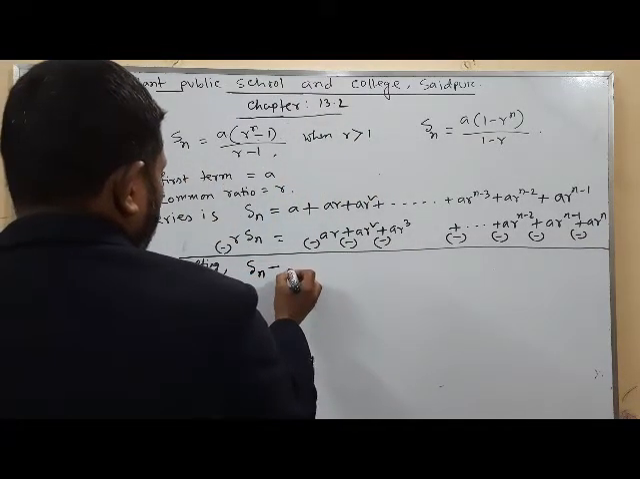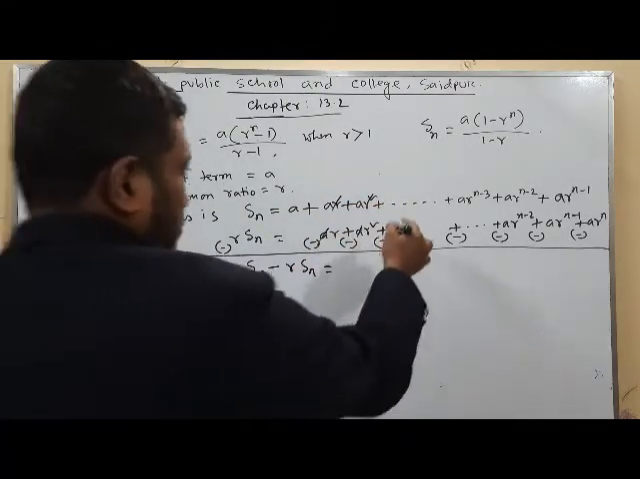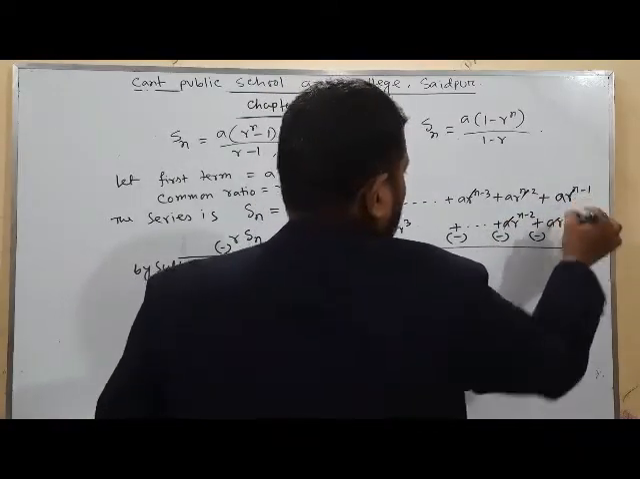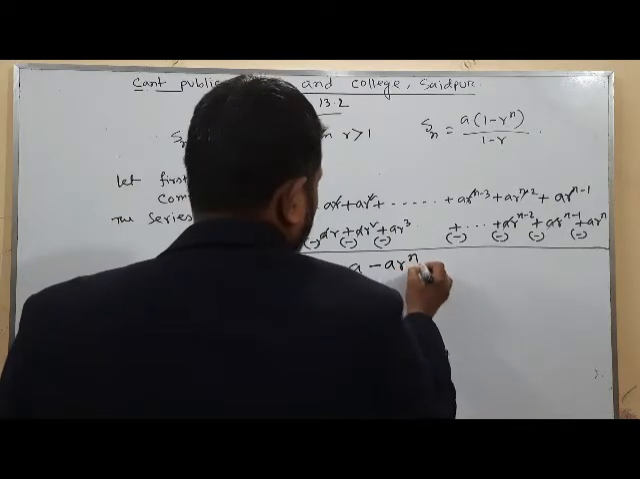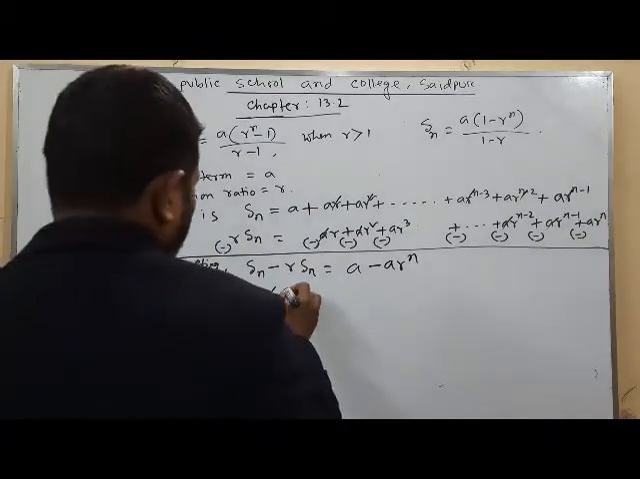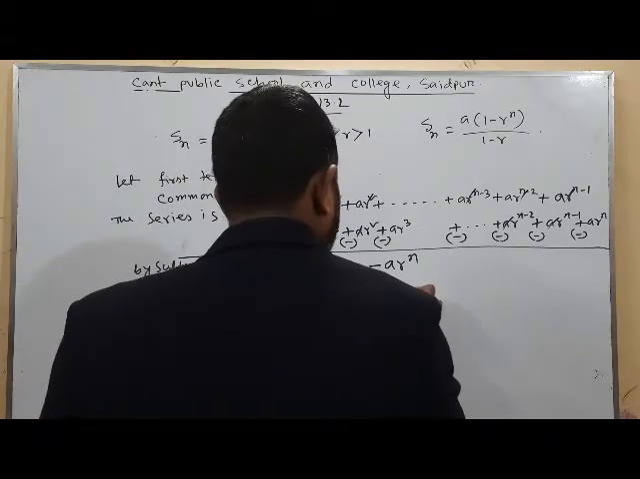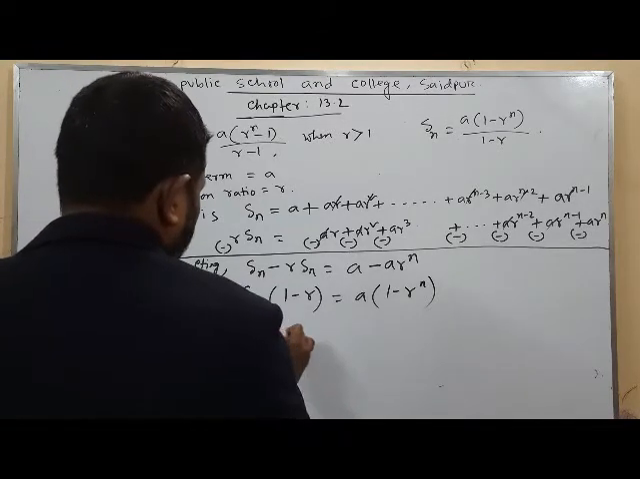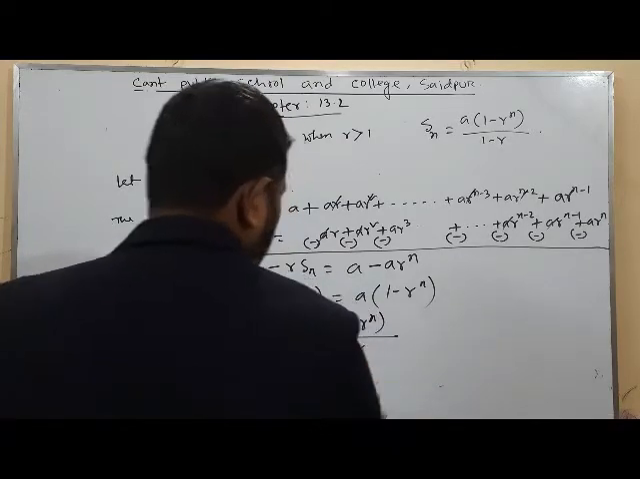Sn minus r Sn. Here all the middle terms are cut. Then we get a minus ar to the power n. If we take Sn common, then we get 1 minus r. If we take a common, then 1 minus r to the power n, that is Sn is equal to a into 1 minus r to the power n divided by 1 minus r.